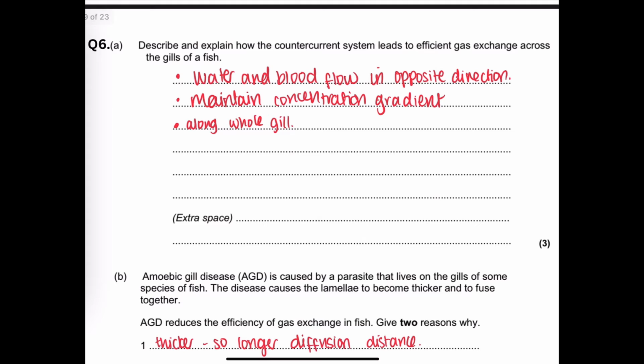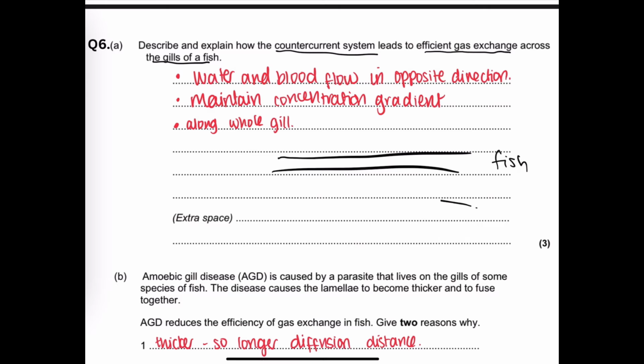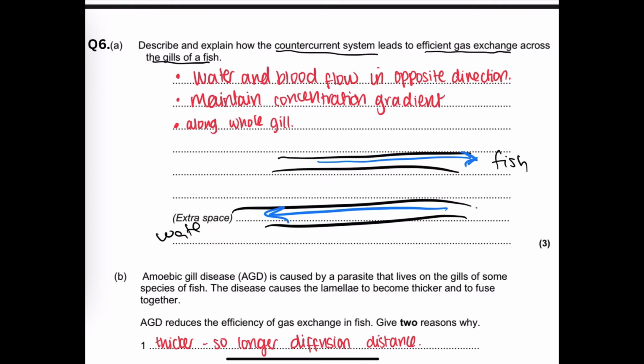So question 6, describe and explain how a countercurrent system leads to efficient gas exchange across the gills of fish and water. So let's say this over here is the fish and this over here is the water. So while the fish's blood goes this way, water goes this way. This means that because they flow in opposite directions, there is a concentration gradient always. So while it's high over here, it's low over here. And where it's low over here, it's high over here, which means that there's always this concentration gradient where they're able to exchange resources that they need.